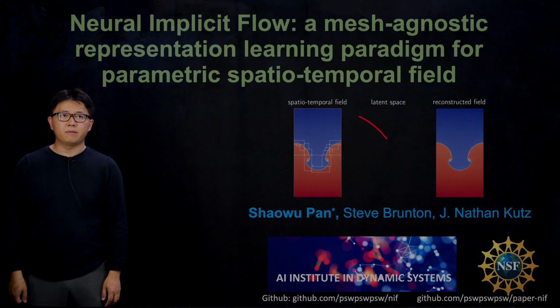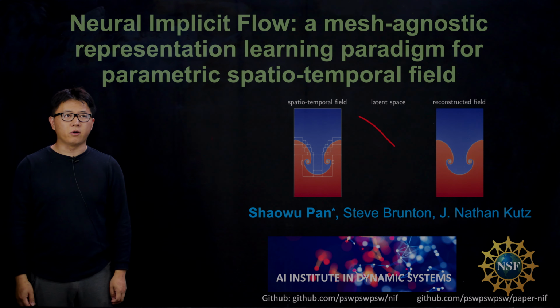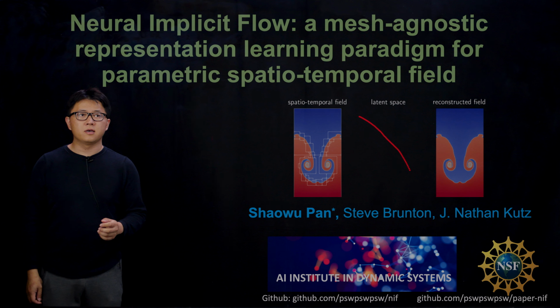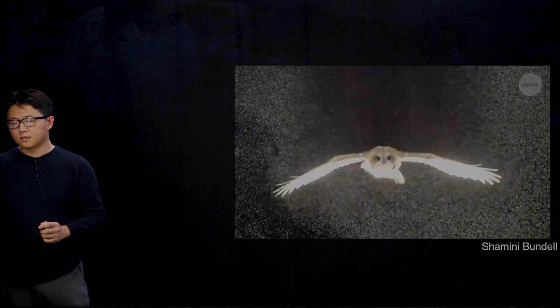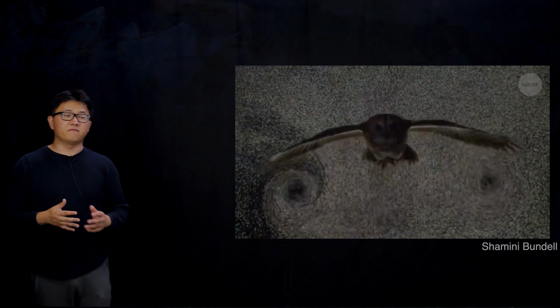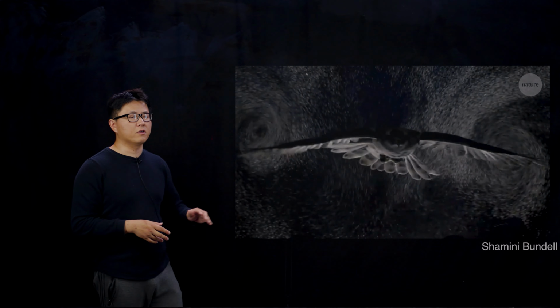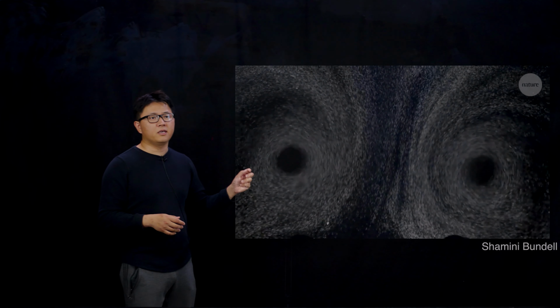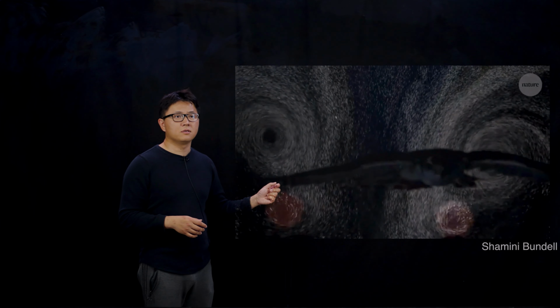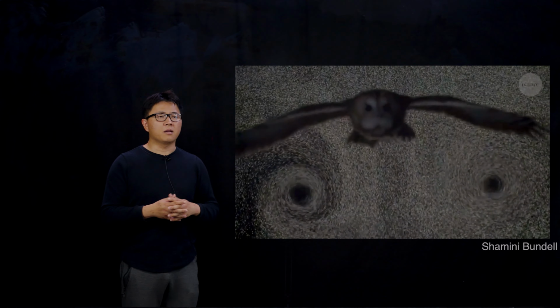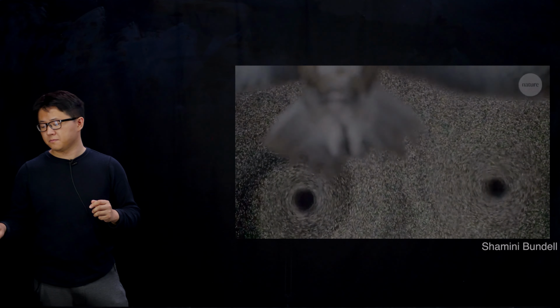Today I want to talk about my latest work, Neural Implicit Flow, a mesh-agnostic representation learning paradigm for parametric spatial-temporal field. Fluid dynamics is a very exciting field. So here you see is a flow visualization of the wake flow coming from an airfoil passing through the wind. So here you see many small illuminating particles. These are actually the representation for high dimensionality in fluid dynamics.